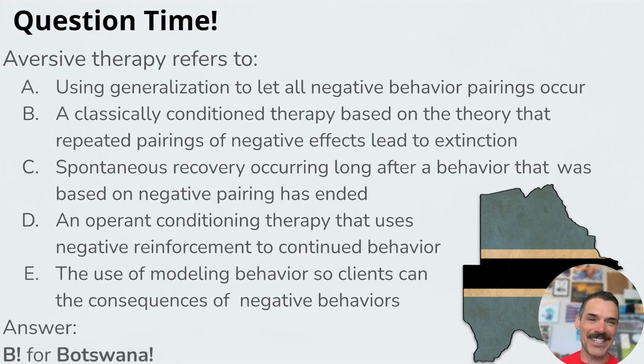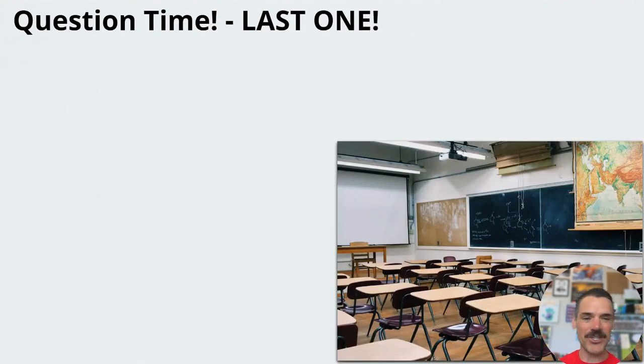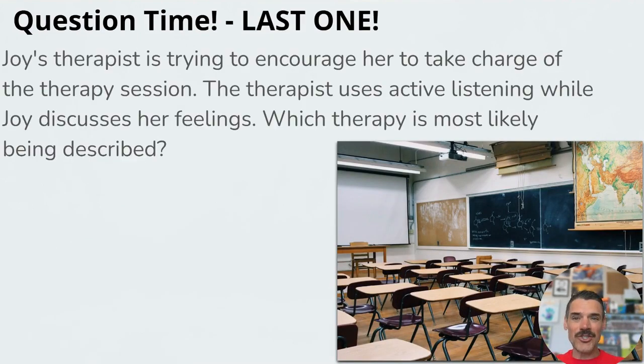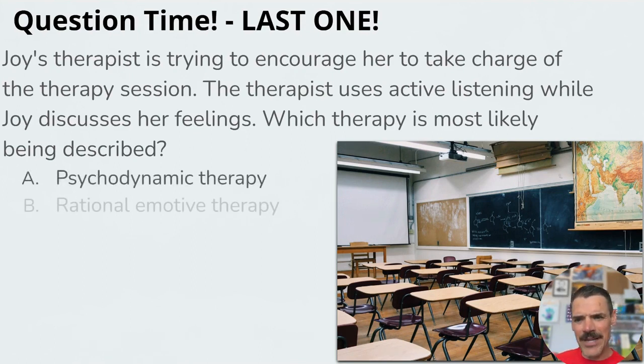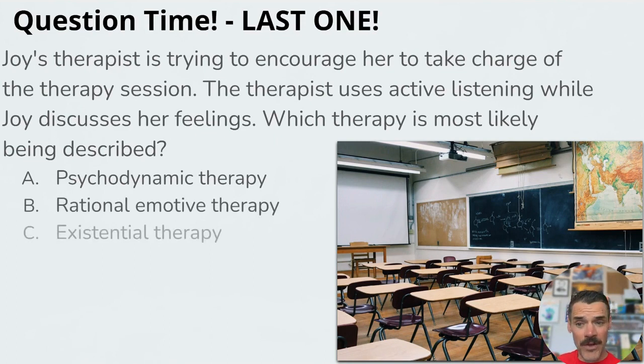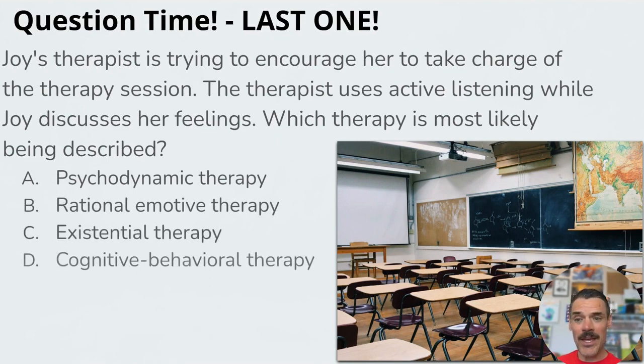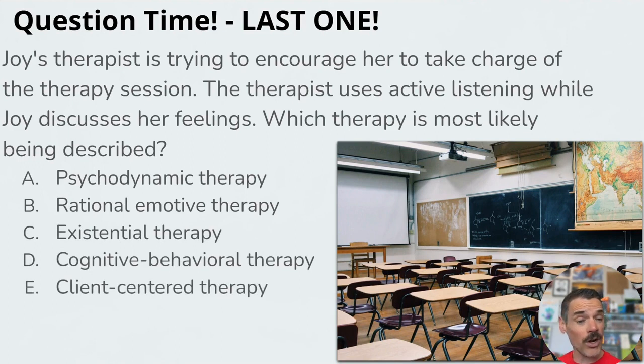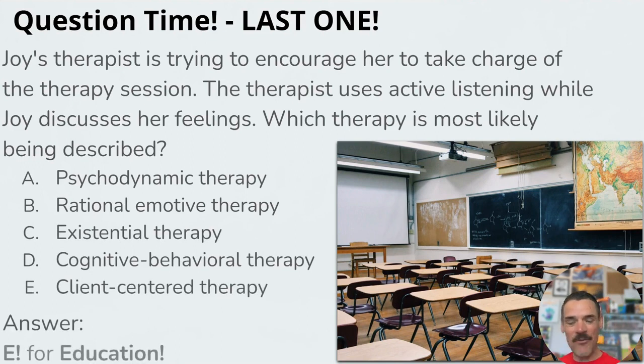It's B for Botswana. It's classically conditioned therapy leading to extinction. Good. Last one. Here we go. Joy's therapist is trying to encourage her to take charge of the therapy session. The therapist uses active listening while Joy discusses her feelings. Which therapy is most likely being described? Psychodynamic, rational emotive therapy, existential therapy, cognitive behavioral therapy, or client-centered therapy? You know, it is E for education.